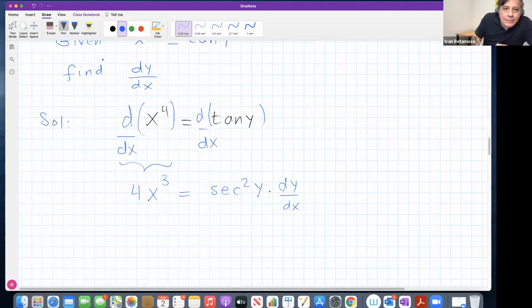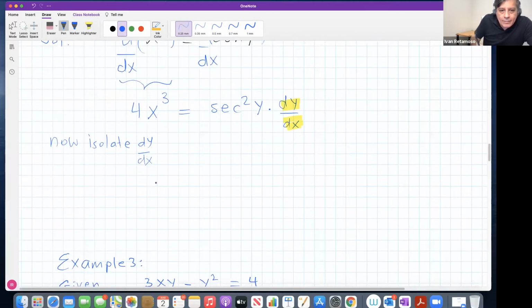All right, now next step is just isolate this guy, right? Isolate dy dx, right? For that, what we're gonna do is divide both sides of this equation by whatever this is. This here, secant square of y. This will cancel this.